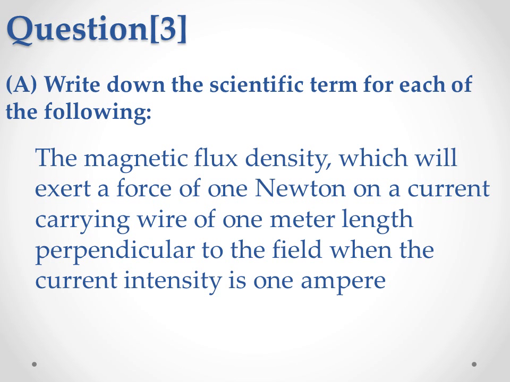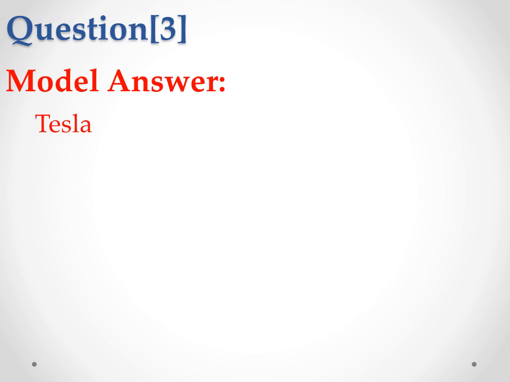Question 3. 8. Write down the scientific term for each of the following. The magnetic flux density which will exert a force of 1 Newton on a current carrying wire of 1 meter length perpendicular to the field when the current intensity is 1 ampere. Model answer: Tesla.